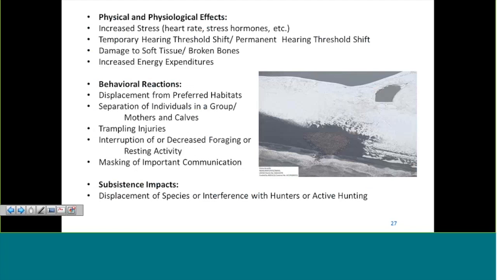This slide sums up anthropogenic noise impacts, which may result in acute impacts such as immediate physiological or behavioral impacts, and can also cause low levels of ongoing stress due to the loss of acoustic habitat over time.